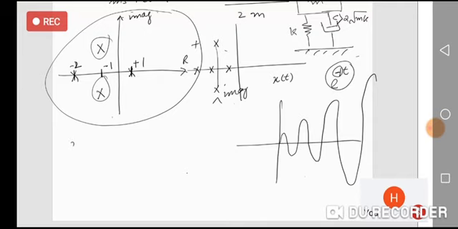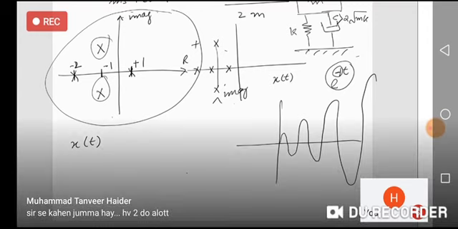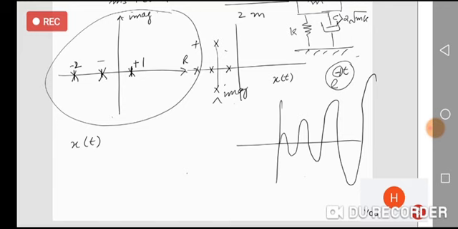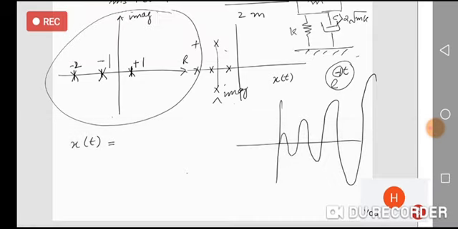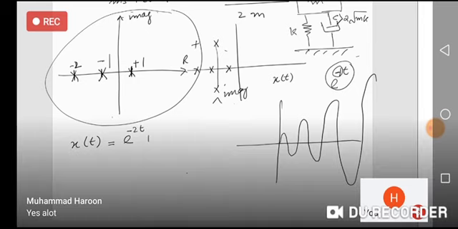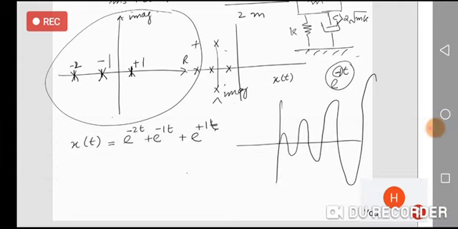3 decay function x of t. I'm not going to consider, let's make it simple. Okay? Let's make it simple. Let's make it a third order system containing 2 decay functions and 1 growth function. So x of t will be equal to e raised to the power -2t plus e raised to the power -1t plus e raised to the power +1t. Okay? Now we will put different values of t.